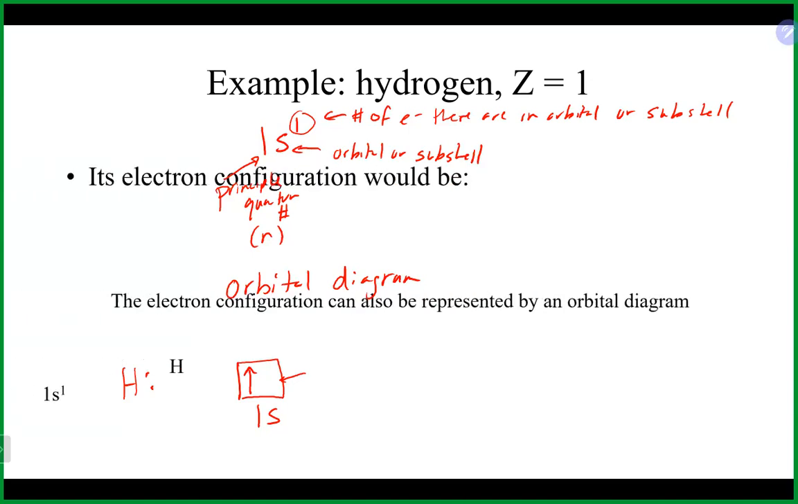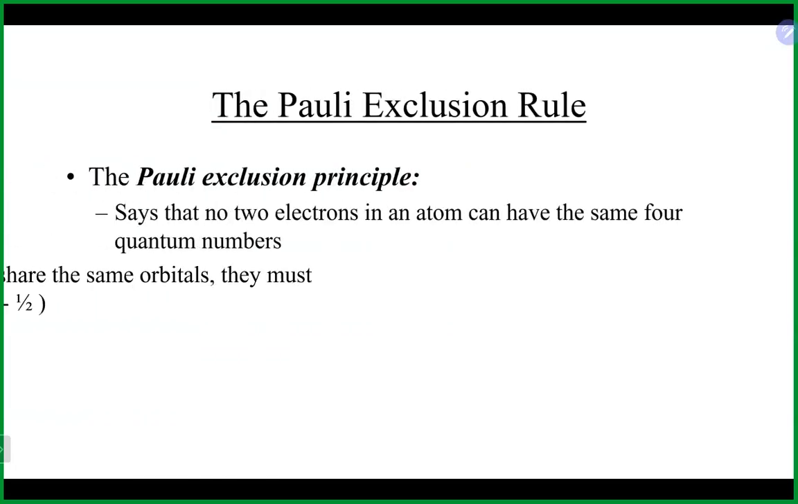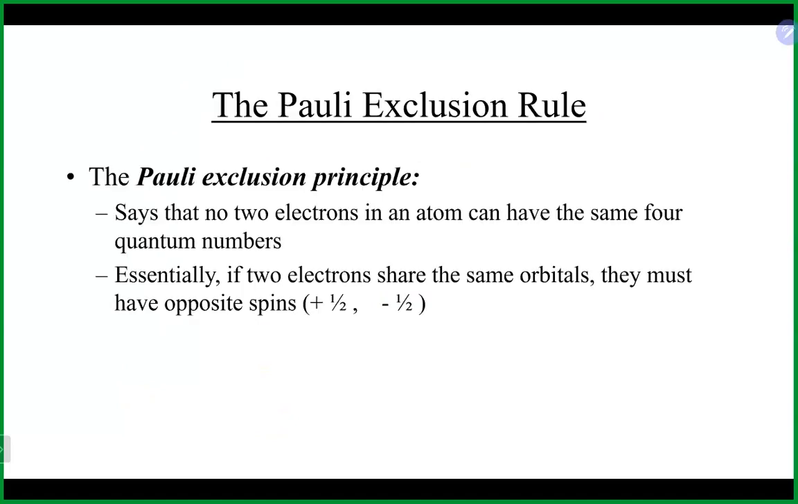So that is, I almost drew it perfectly. Now, there is a rule in terms of what happens next in terms of how we put the electrons in. So there's an important rule which is known as the Pauli exclusion rule. And the Pauli exclusion rule says that no two electrons could have the same four quantum numbers.